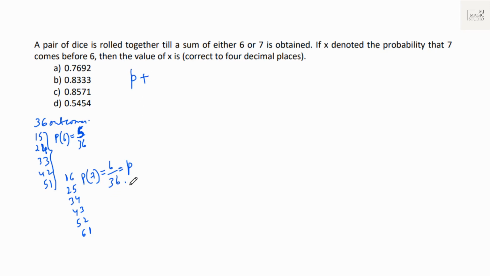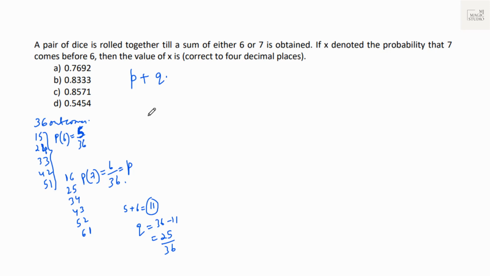Or it might happen that when I have thrown, I have not got a 7. But if I have got a 6, I need to stop the game. That means I have to consider this. Then what will happen if in the first throw I am not getting a 6 or a 7? Not getting a 6 or a 7 means 11 cases. So Q in our case is 36 minus 11, that is 25 by 36. So in the first throw, neither are we getting 6 nor 7 with probability Q.